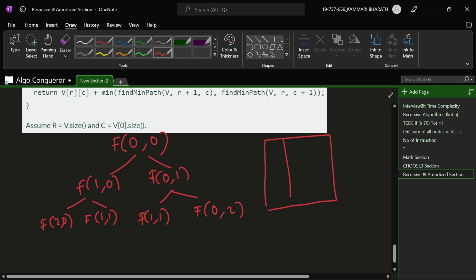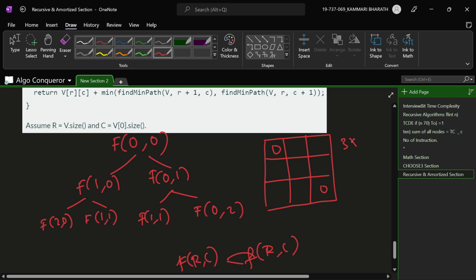Here we are given a matrix. Initially we are here, to go here, and the leaves will be all f of r comma c. All leaves will be f of r comma c, because that's the base condition. So to go from here to here, how many steps will we take?